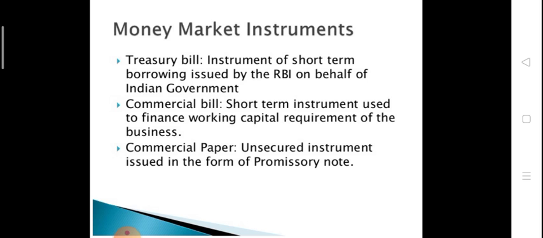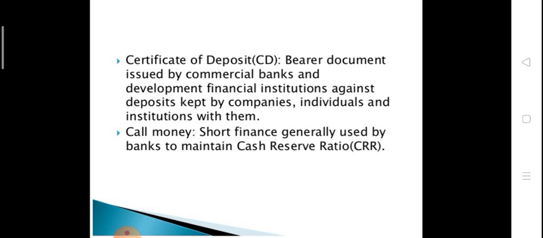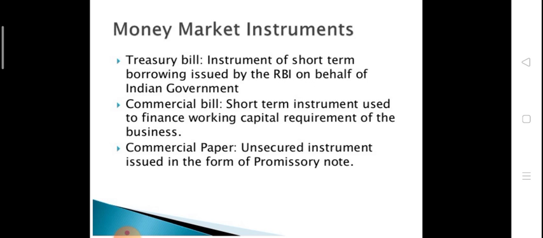Now, there are some instruments, or we can say the assets of money market, in which we invest our money, and these are: number one is treasury bill, second is commercial bill, third one is commercial paper, fourth one is certificate of deposit, and last one, that means fifth, is call money. Now, let's take a review of these points.